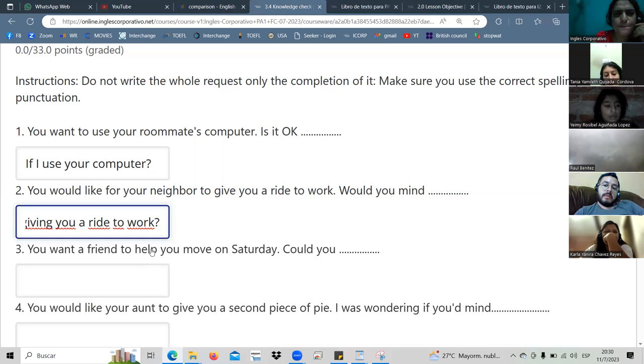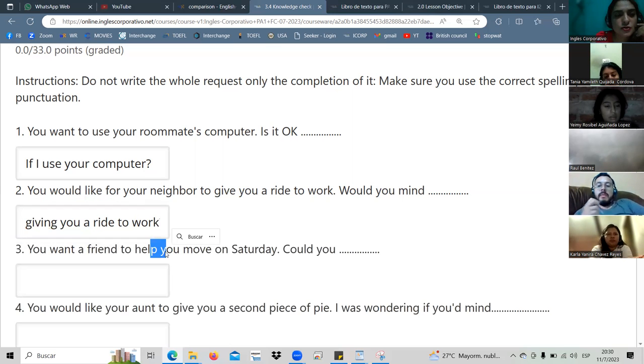You want a friend to help you. Help you. You pronounce it like a Latin I, right? You want a friend to help you move on Saturday. Read again for me, Amanda. You want a friend to help you move on Saturday, could you? So what's the answer here? Could you help me?